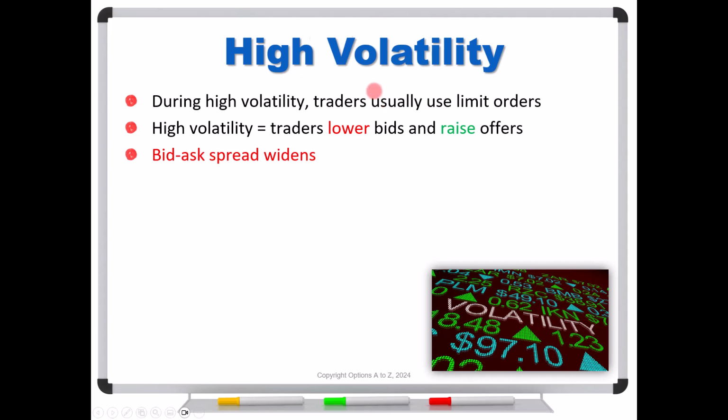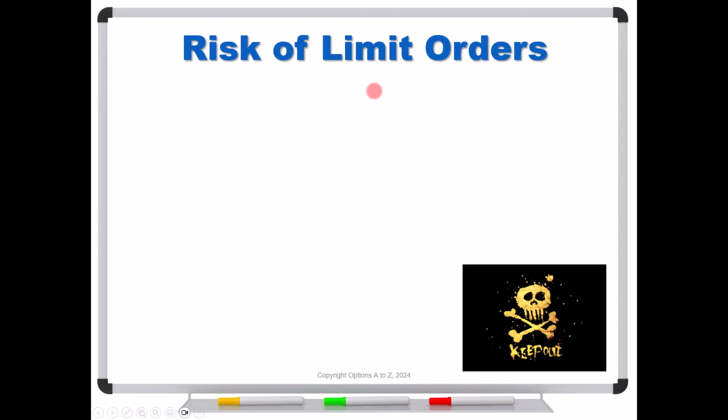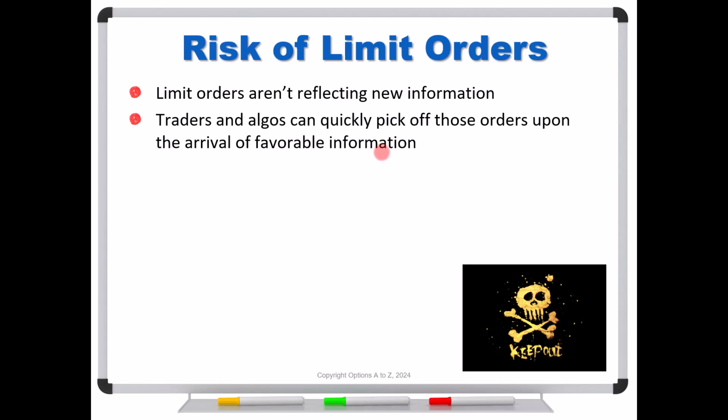So whenever you're using limit orders, you have to realize there is a risk. It is not free like everybody thinks. Limit orders aren't reflecting new information. Traders and algobots can quickly pick off those orders upon the arrival of favorable information. You're not going to be able to get in there and cancel those orders fast enough. And so it turns out, this is just an interesting way of looking at limit orders, that limit orders provide free options to other traders. Well, why is that? What do you mean that they're free options?